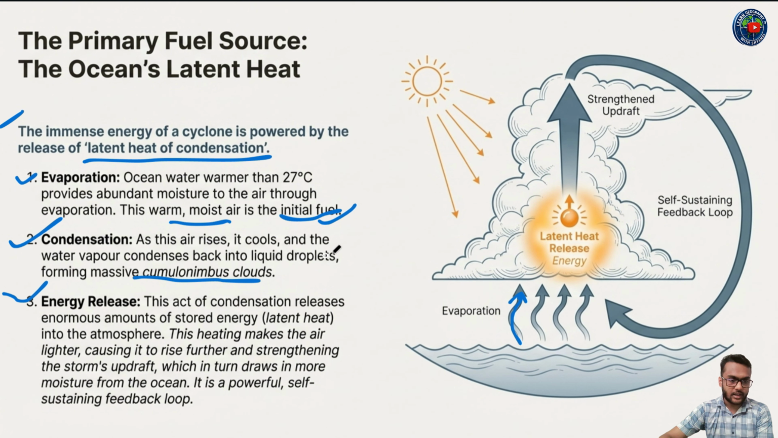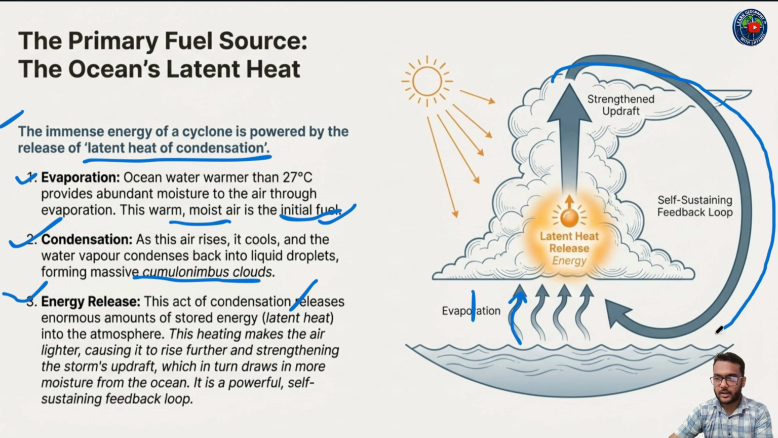Then energy release. This act of condensation releases enormous amounts of stored energy, called latent heat, into the atmosphere. This heat makes the air lighter, causing it to rise further and strengthening the storm's updraft, which in turn draws in more moisture from the ocean. This is a powerful and self-sustaining feedback loop.